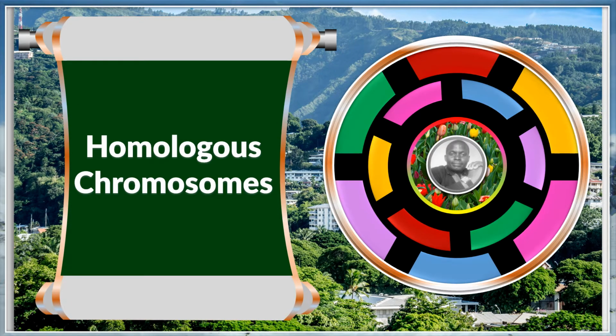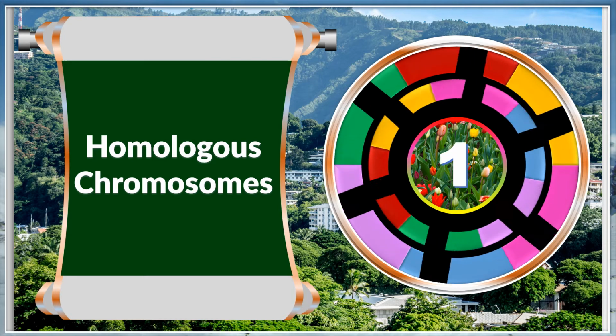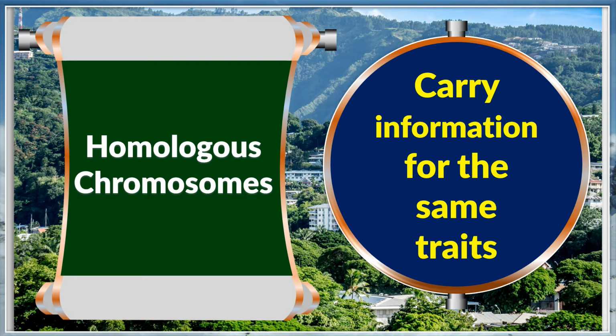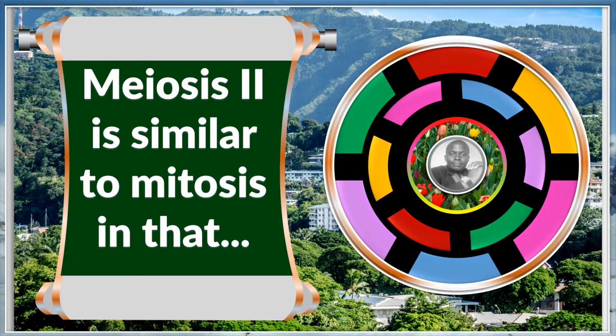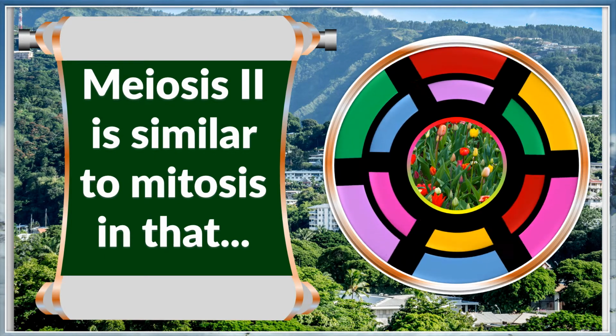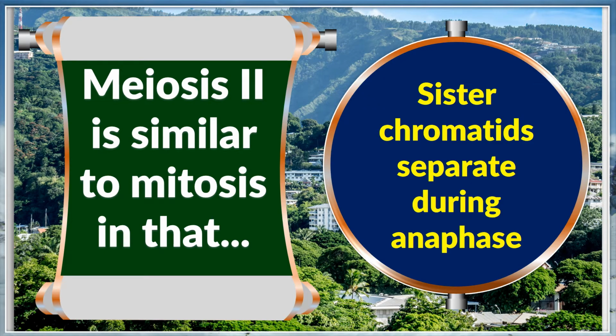Homologous chromosomes. Carry information for the same trait. Meiosis 2 is similar to mitosis in that sister chromatids separate during anaphase.